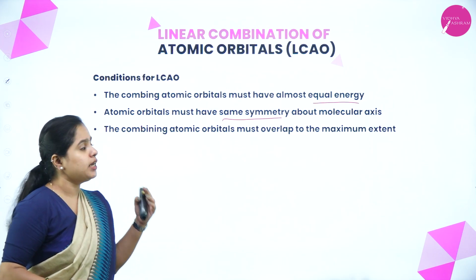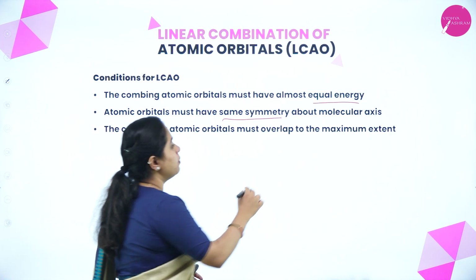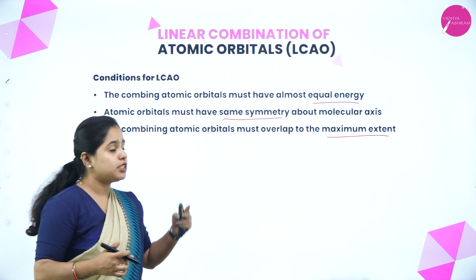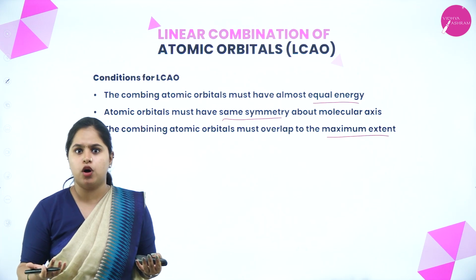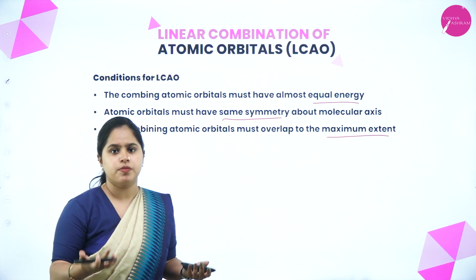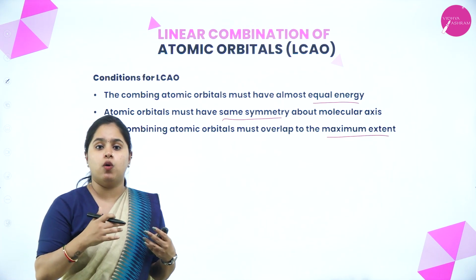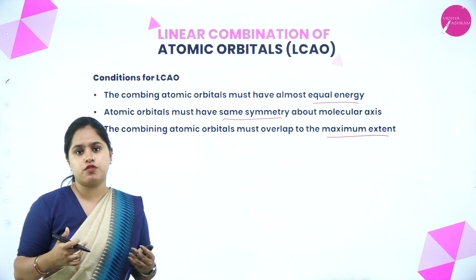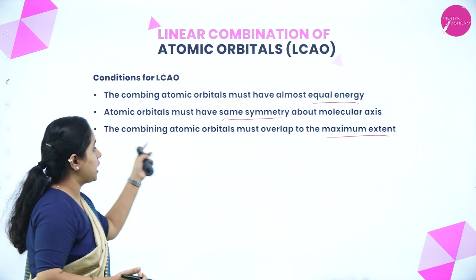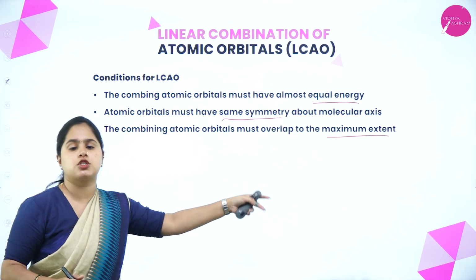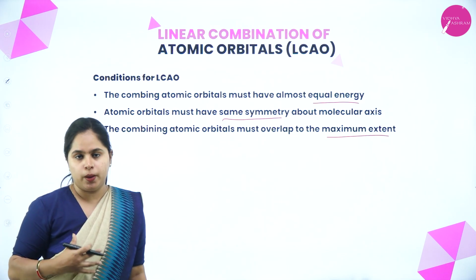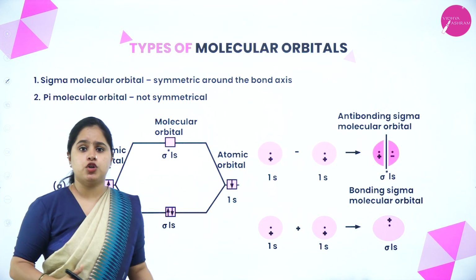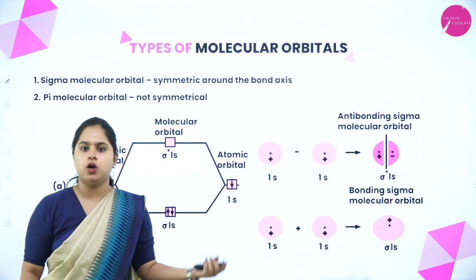And then the combining atomic orbitals must overlap to the maximum extent. That means if their extent of overlapping is more, a stronger bond will be formed. We know that, greater the extent of overlapping, greater will be the strength of the bond. So the combining atomic orbitals must overlap to a great extent to form a strong bond. Clear? Now moving on to the different types of molecular orbitals.